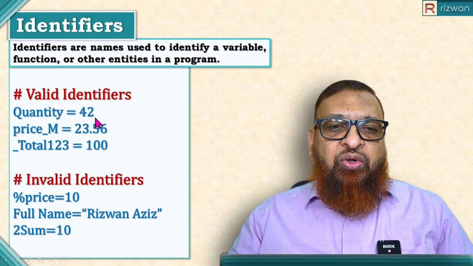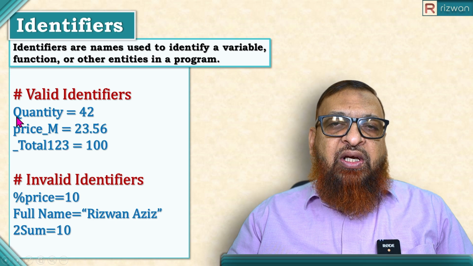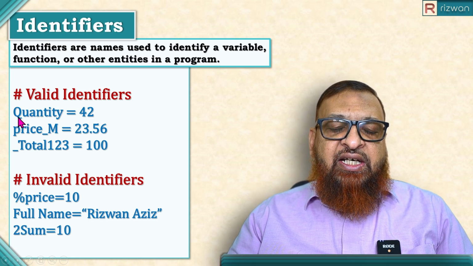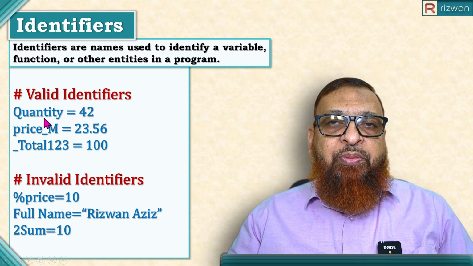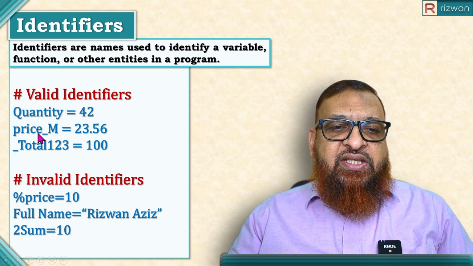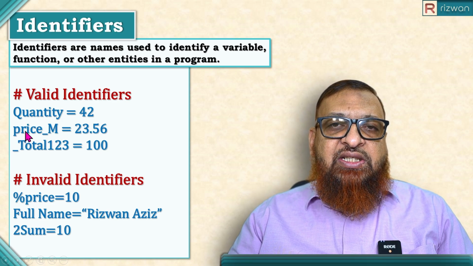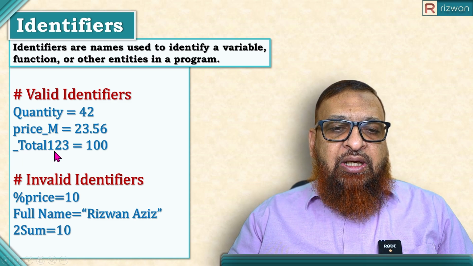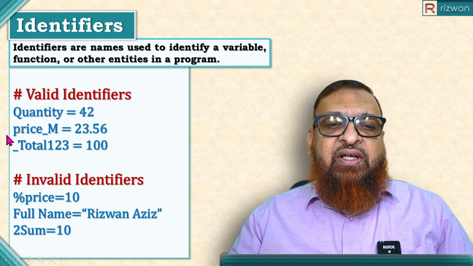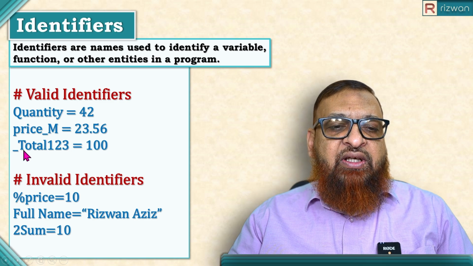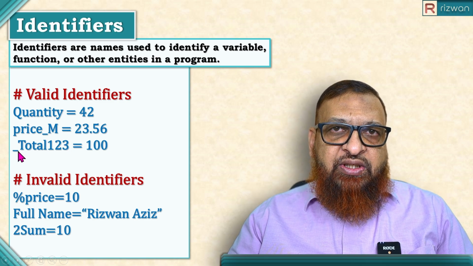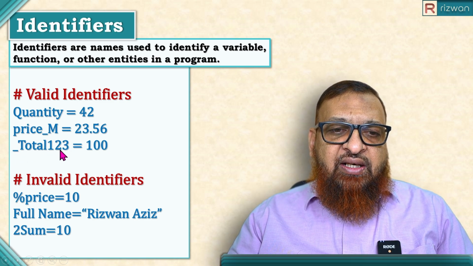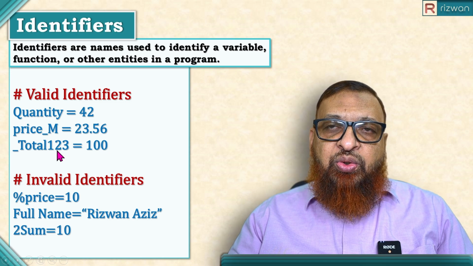So quantity equal to 42. So quantity, it can be small q or capital Q, no issue, fine. So that is a valid identifier. It is starting with a letter, no issue with this. There is no blank space in this, no issue in this. Price underscore M, okay, this is also a valid identifier. Then we have underscore total name. This means what valid name we are giving, valid variable name we are giving. So it can start with underscore, no issue with this. Now in between, or at the end, we can have digits, no issue with this.